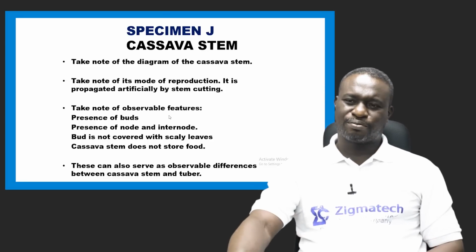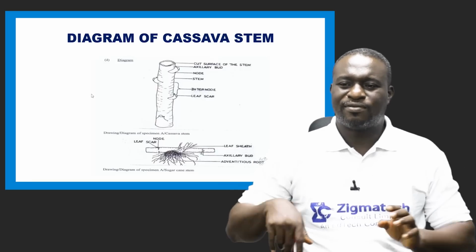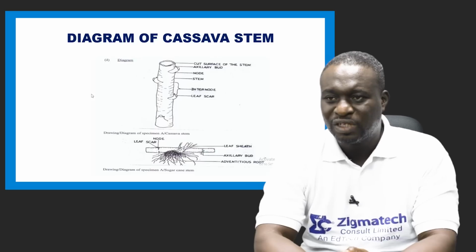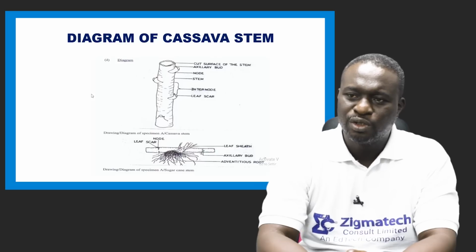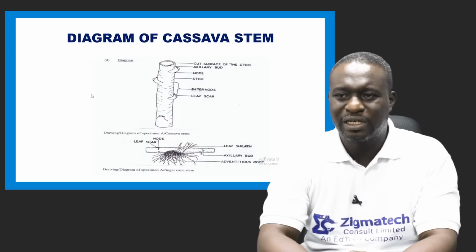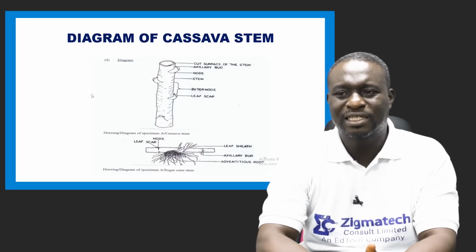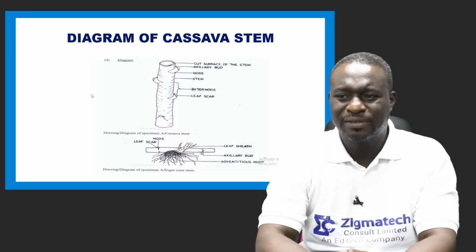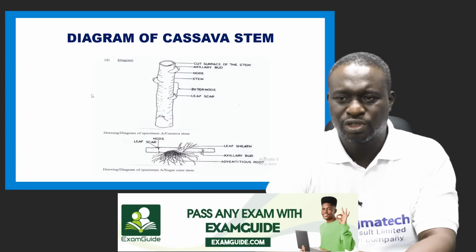Now, take a look at the diagram of the cassava stem. As you can see there, you see the axillary bud, all right? We also have the node. You can also see the internode. The node is actually the part that is very close to the bud. And then we also have the leaf scar and so many other things you can see. Now, you see when it is planted, the node or the bud actually starts producing adventitious roots.